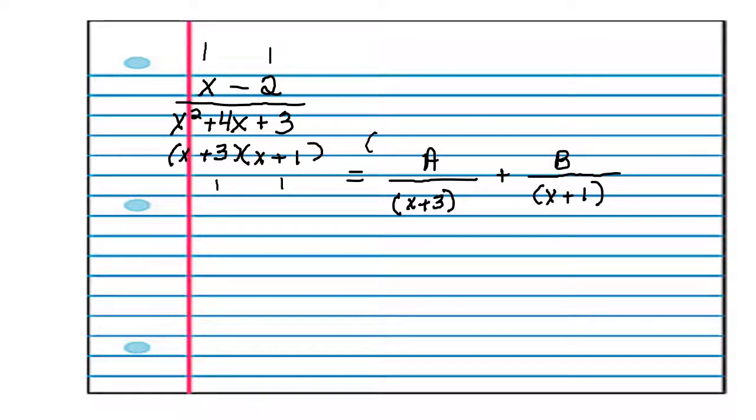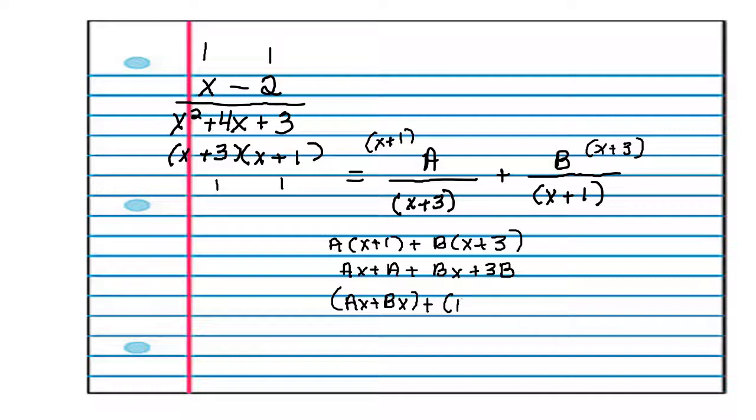And so again, we're going to multiply by the other factor, or whatever the missing factor is, and that's going to give us a x plus 1 plus b x plus 3. And we're going to distribute things out and combine our like terms. So we have ax plus a plus bx plus 3b. Okay, putting my like terms together, we have an ax plus the bx, and we have an a plus a 3b.